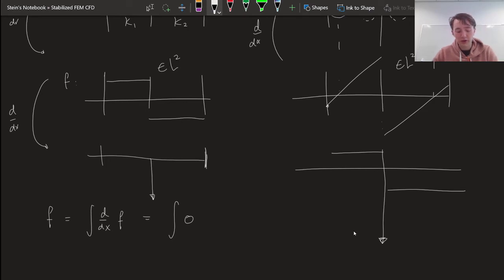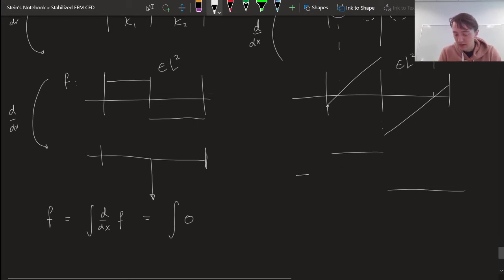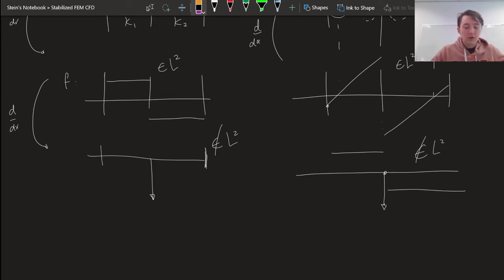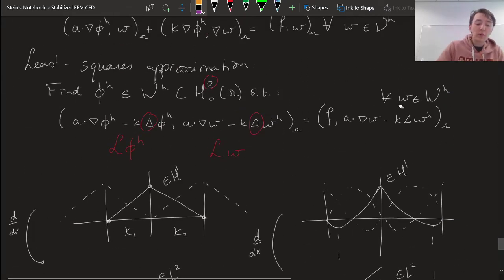We typically draw these Dirac delta distributions simply with arrows. So this is not a function in L2, and this is also not a function in L2, and typically we don't really know how to deal with these functions. So that's the main problem. That's why I'm not able to use a least square formulation with our regular finite element shape functions.